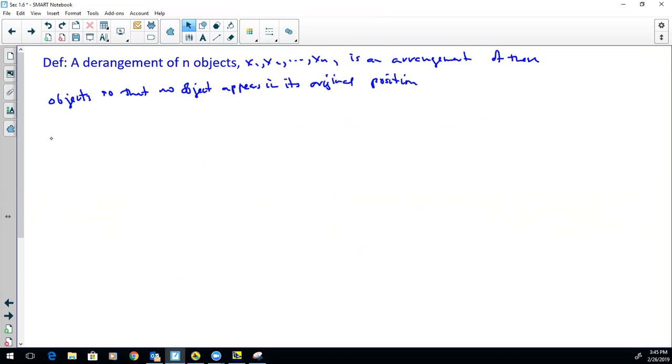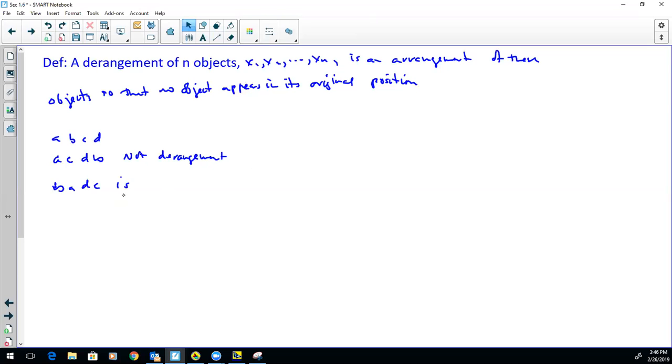So in particular, if I had A, B, C, D, then A, C, D, B is not a derangement. But B, A, D, C is. A is not in A's position, B is not in B's, C is not in C's, and D is not in D's. So we count them.